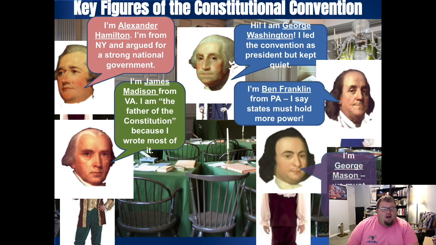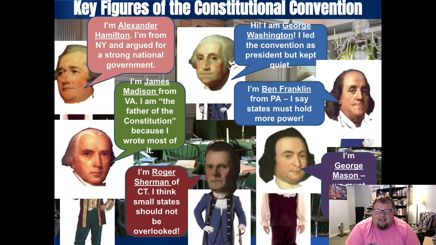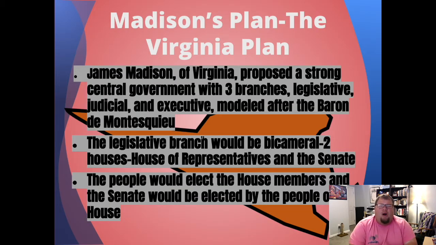Then you've got another person called George Mason, and he is a strong believer in the idea of a Bill of Rights, and he looked at the English Bill of Rights as an example of how we should have a Bill of Rights. And then the last guy is named Roger Sherman of Connecticut. And he thinks small states should not be overlooked. He said that just because you've got more people in another state, small states need to still have some kind of power within a federal government. And so what we come down to is these different plans that emerge.